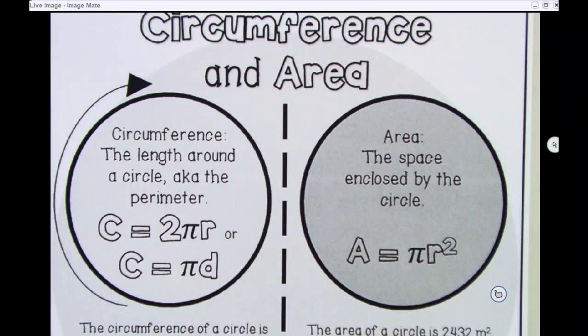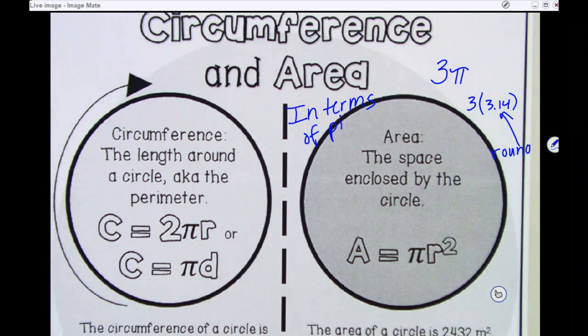Sometimes your homework will say, in terms of pi. So what does that mean? If I'm doing my work and I have 3 pi and I type that in my calculator and do 3 times 3.14, I've rounded, haven't I? So in terms of pi means just leave it with pi. You don't type in 3.14, you just use the symbol. So that will show up today.